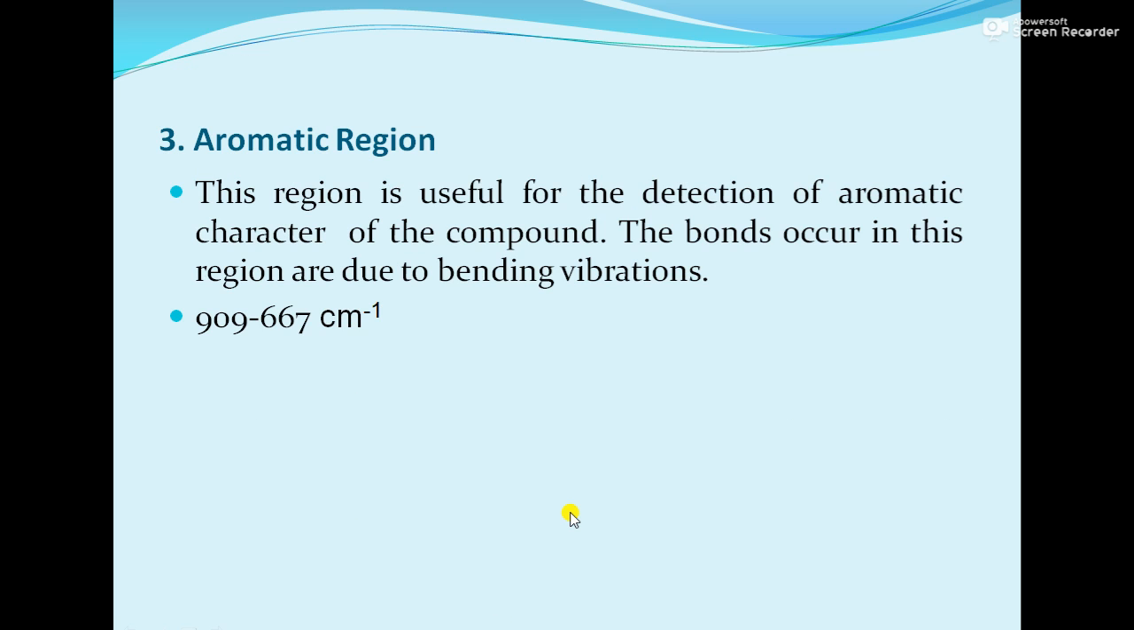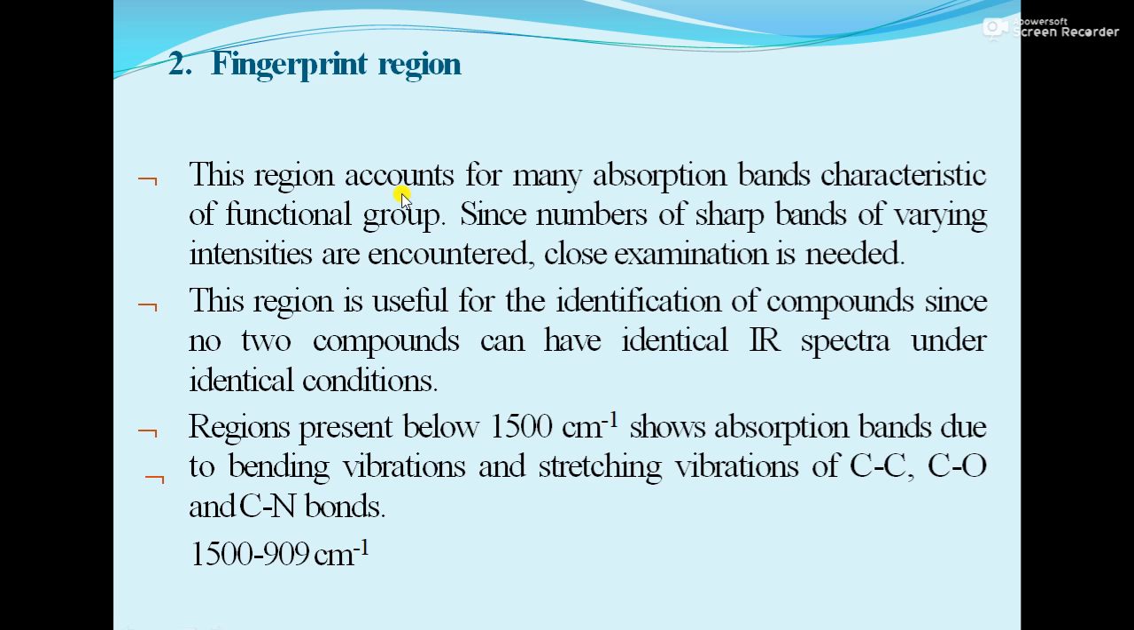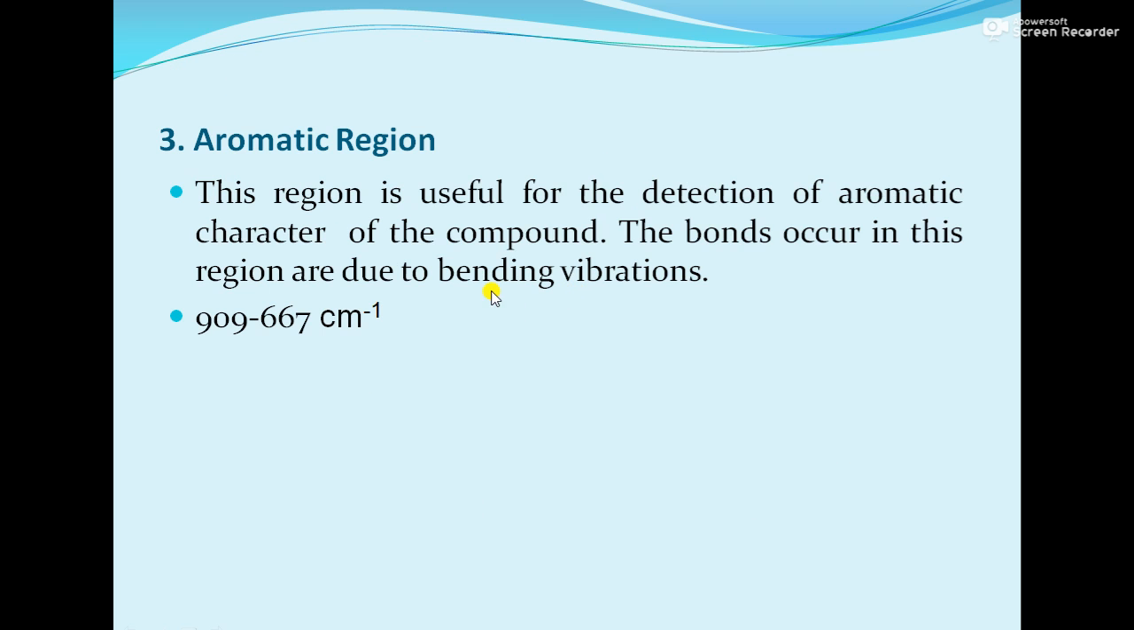And finally, the third, the aromatic region. This region is useful for the detection of aromatic character of the compound. It provides information about aromatic substitution patterns such as ortho, meta, para substitution. And the bands that occur in the region are due to the bending vibration in the molecule. So, as is clear from this, the functional group region is due to stretching, the fingerprint is due to bending and stretching, and the aromatic region is due to the bending vibration.